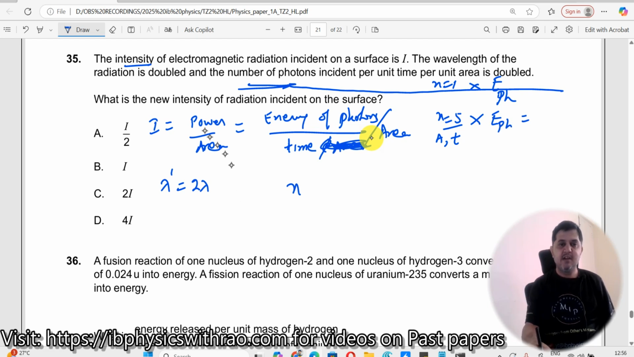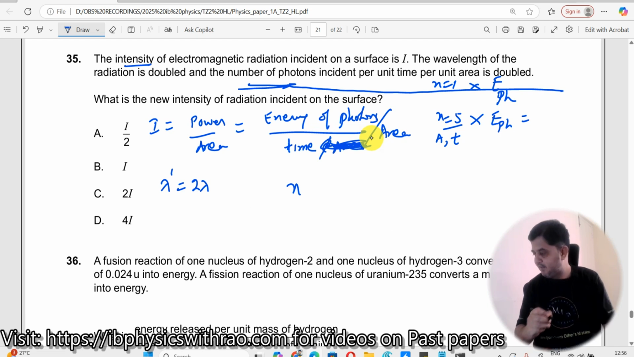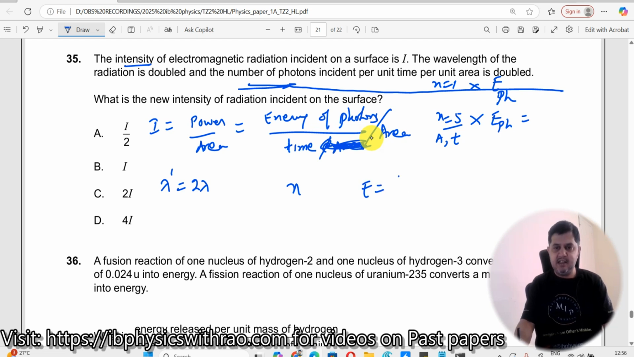Okay, now let us come back. What is the new intensity of radiation incident on this surface? That's the question. So now what is being done? The number of photons incident per unit time per unit area is doubled. So you are increasing this one here and you are increasing the value of lambda also. Okay. So therefore, now we know E is equal to hc by lambda. Right? Energy of a photon is given by this. When you double the value of lambda, this will become hc by 2 lambda. Right? E dash will become hc by 2 lambda. So as a result of it, this will become E by 2. Write it down. So I'll write like this, E by 2.